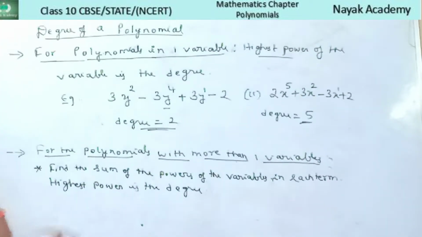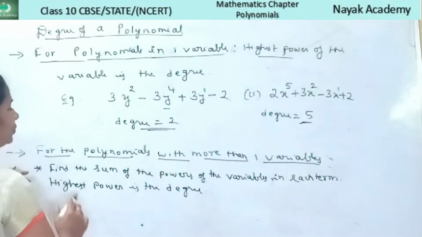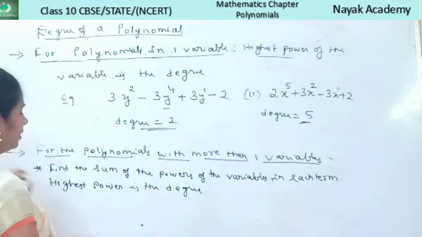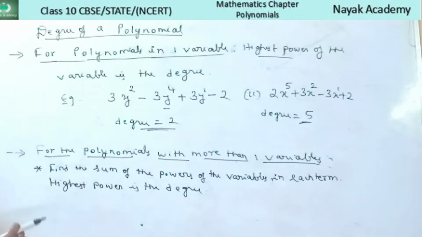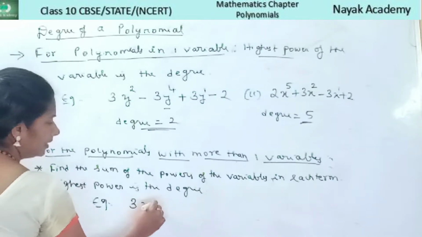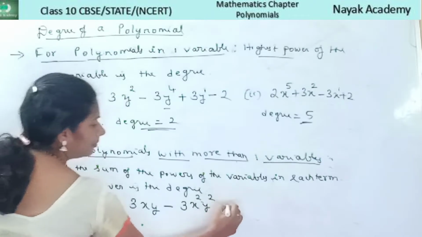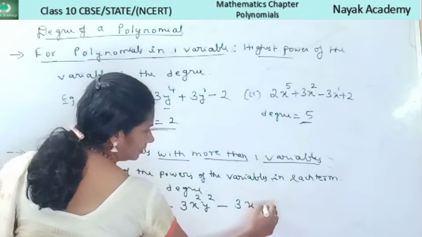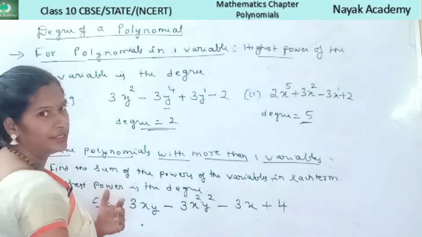Now, how to find the degree of polynomials with more than one variable? What we have to do, children? We have to find the sum of the powers of the variables in each term, and the highest sum is called the degree of the polynomial. For example, 3xy minus 3x square y square minus 3x plus 4. This is a polynomial in two variables.